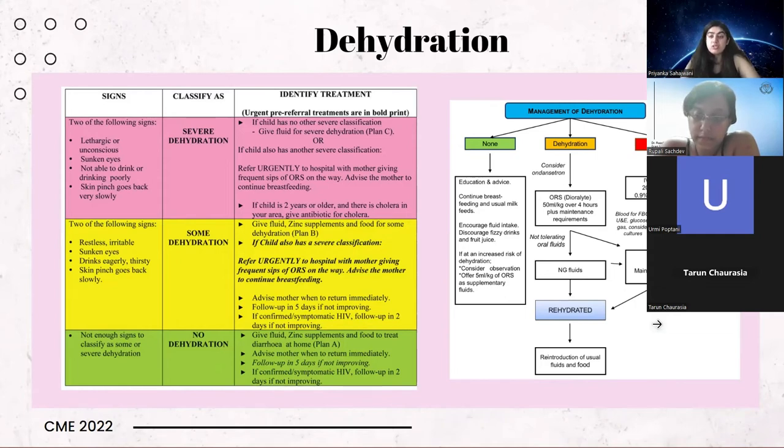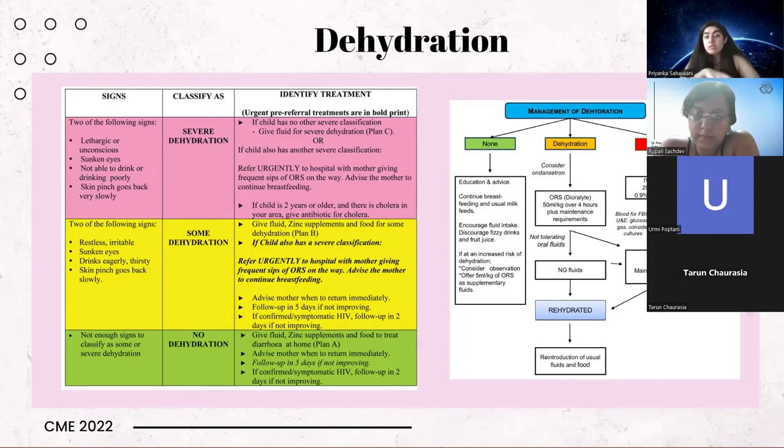If you have severe dehydration, or some dehydration that is mild to moderate that the child is presenting with, you will give ORS 50 ml per kg over 4 hours plus maintenance. The requirement is the same as continuing the breastfeeding and supplemental feeds and the normal fluid intake. So you have your normal fluid intake. Additionally, you will give your ORS 50 ml per kg over 4 hours.